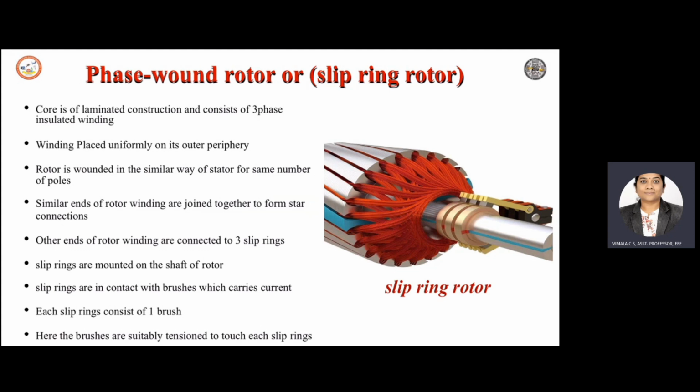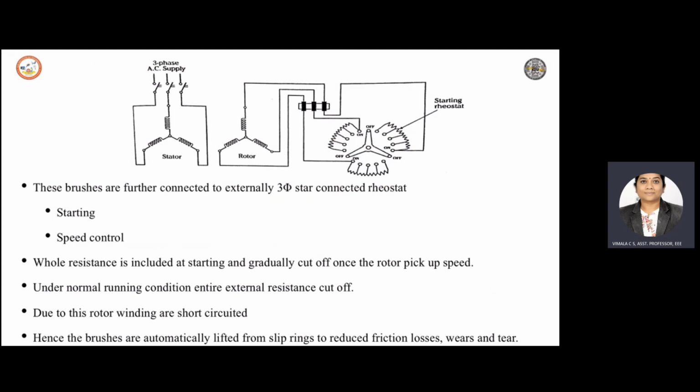The three ends of the three-phase winding, available after connecting the winding in star or delta, are permanently connected to the slip rings. With the help of slip rings, external resistances can be added in series to each phase of the rotor winding. This arrangement is as shown here. If you observe, the external resistance, a starting rheostat, is connected to each phase of the rotor. At starting, this external resistance will be connected to the phase of the rotor in star form, whereas during normal running condition, it would be connected in delta.